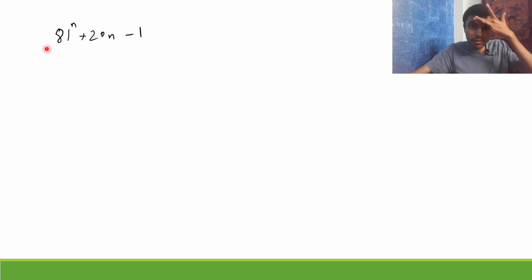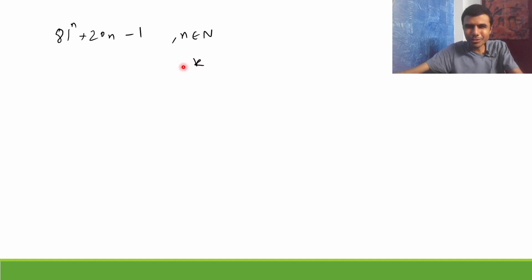Let me take black color so that the visibility is good. Once again, I am explaining. The question is 81^n plus 20n minus 1. Now the greatest positive integer that divides this, for n belongs to N, is k.